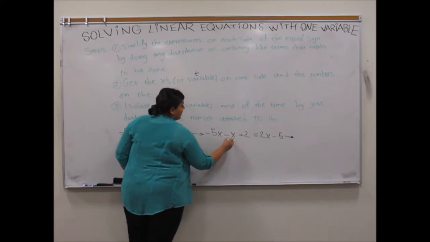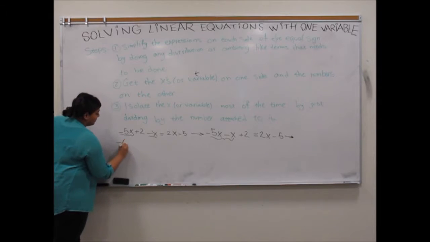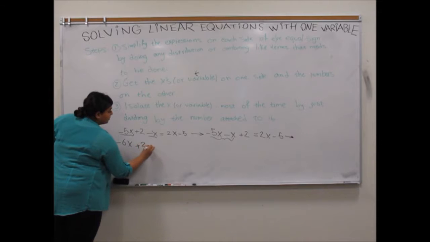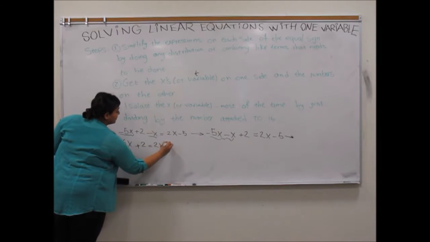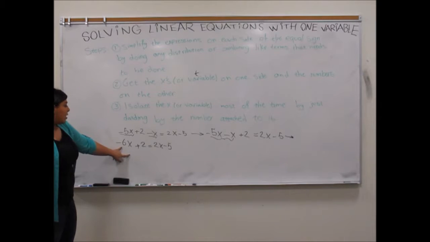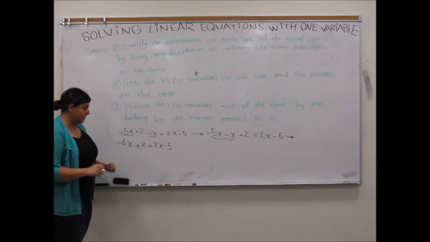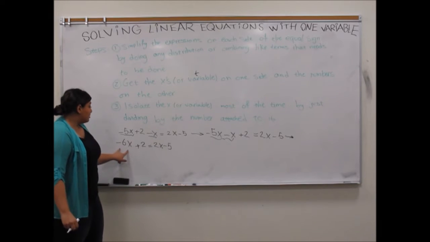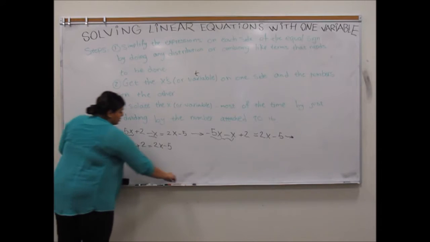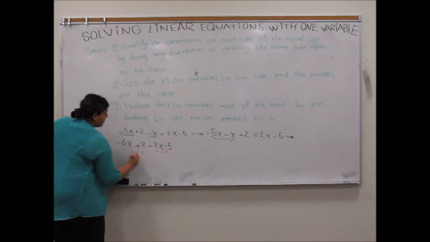So here I can combine these two. Negative 5x minus x is going to be negative 6x plus 2 equals 2x minus 5. So with that being said, now I'm going to have all the x's to the left side and everything else to the right side. To have all the x's to the left side, I have to bring this 2x to the left side. So I'm going to do minus 2x for both sides.